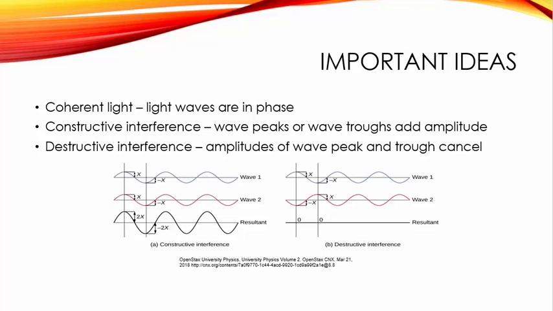Another thing to remember is what interference really is. Constructive and destructive interference are two different types of interference. Constructive interference happens when peaks match up with peaks and troughs match up with troughs, and so you get an increase in the amplitude of the wave. Destructive interference is when the waves cancel, so the peak meets up with the trough.